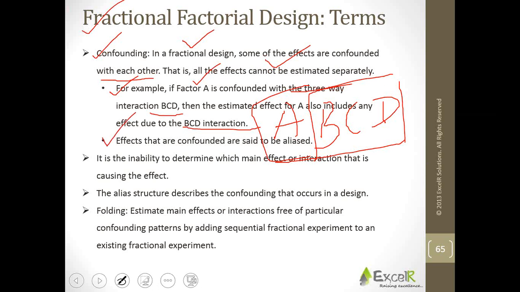So effects that are confounded are said to be aliased, because you're not performing experiments separately for A, separately for B, for C and D separately. Instead, we are combining this three-way interaction. Three-way means three terms, right, with A. And then you're performing the experiment.